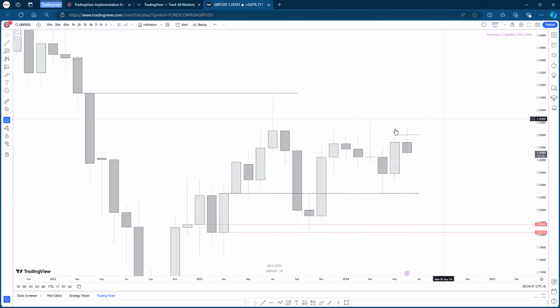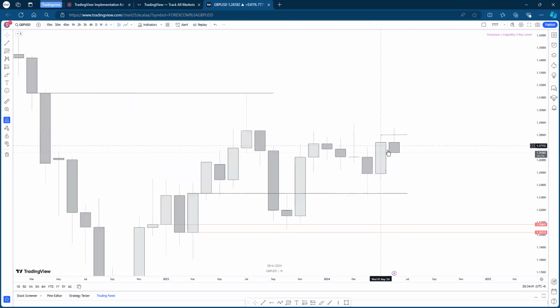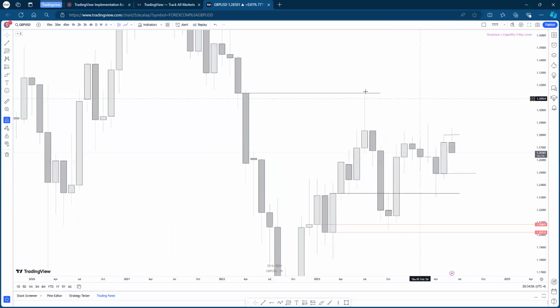If June closes below this previous monthly high, there's every tendency that July will continue to sell until July gets to this key level here. July will continue to sell until we get to this key level, then July can continue to buy until this high is taken. Are you seeing?